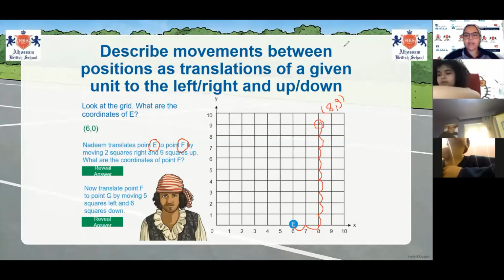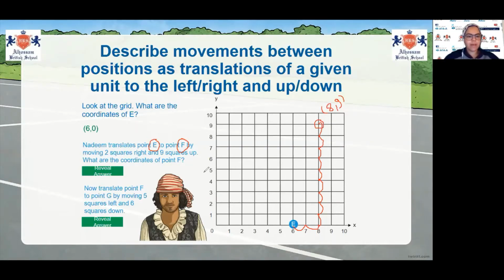Okay, guys. So, let's see the answer here. The answer here is 8 and 9. So this is the new position for E. It is F. The last one now, he wants to translate point F to point G by moving 5 squares left and 6 squares down.